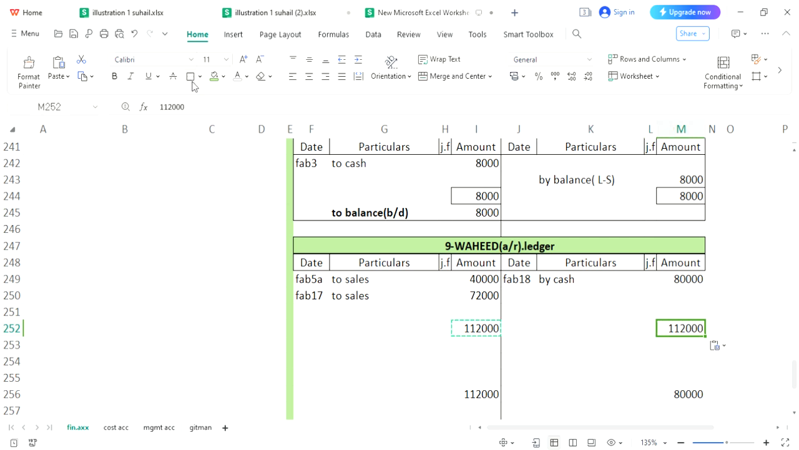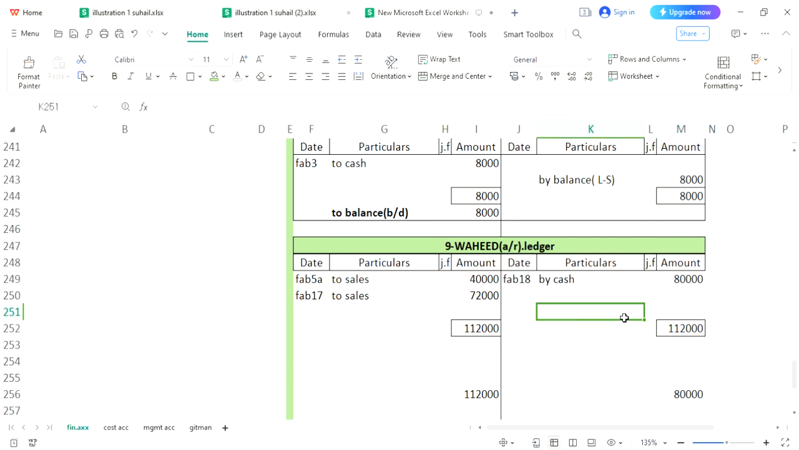First step is completed. We have calculated sum of both sides, and we have chosen the larger sum, which was 112,000. 1,12,000 is written on total of both sides. Next step is to choose the smaller side. Smaller side here is 80,000.